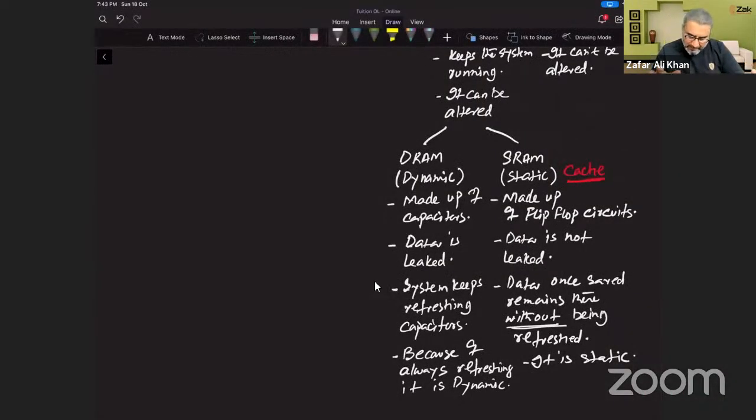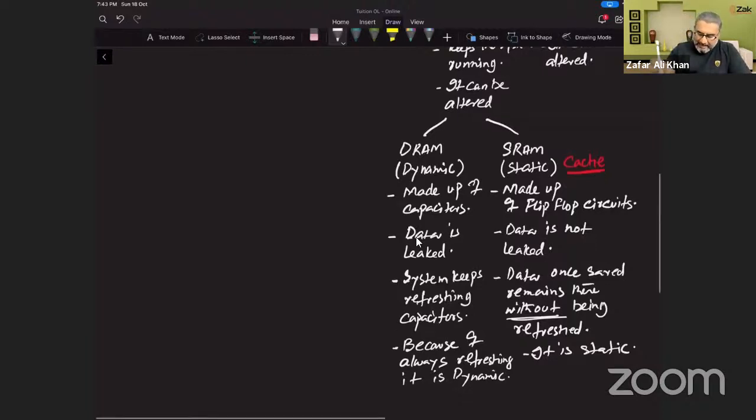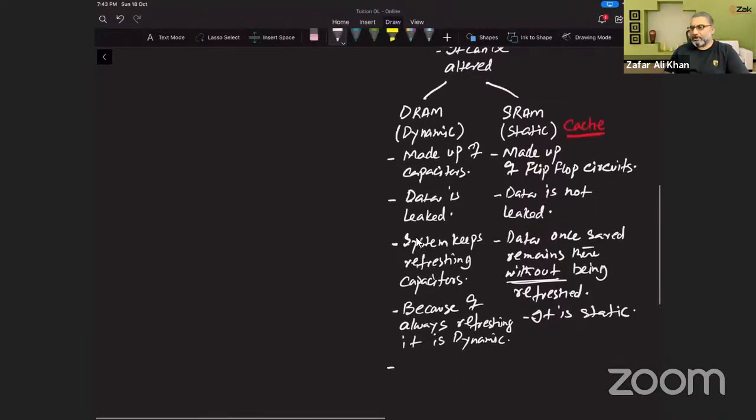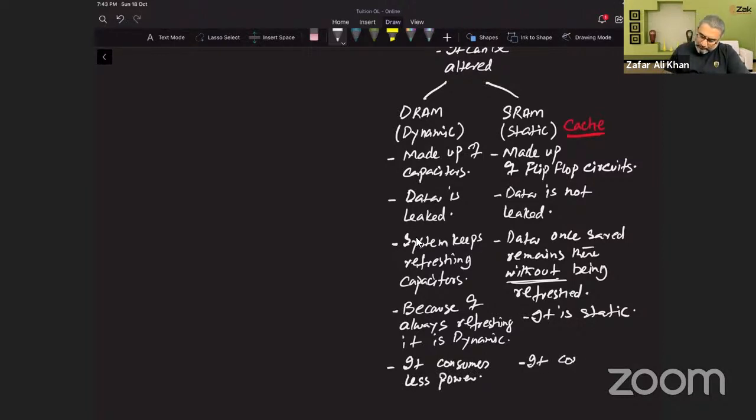ठीक है. तो why is it dynamic? Because it keeps refreshing itself. Why is it static? Because it does not keep refreshing itself. Once the data is there, it is there. अच्छा, dynamic RAM जो है, ये जो RAM का मैंने आपको अभी module दिखाया था, it consumes less power, as in less electricity is consumed, and SRAM consumes more.